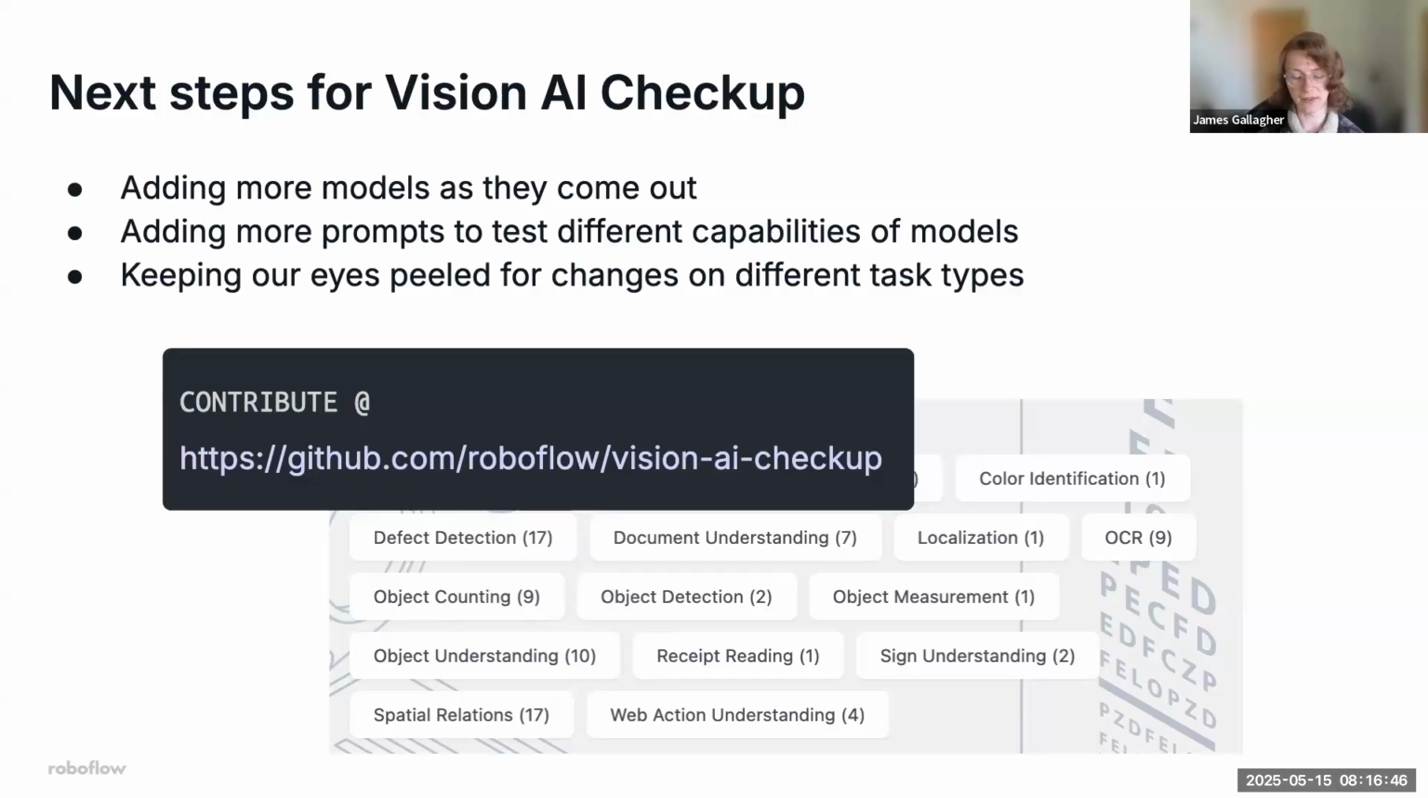Indeed, this has been the case in VLMs, where a task that a model may struggle with one day gets better over time with more data, with different training techniques, and as the field matures and the research available leads us to better insights on how to improve performance on some of these tasks. Maybe object measurement might get better over time too. So we've got the link there, github.com/roboflow/vision-ai-checkup. If you want to contribute, add a model, add a prompt, play around, it's all open source.